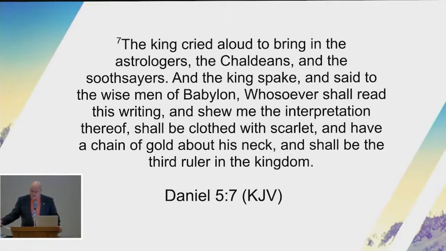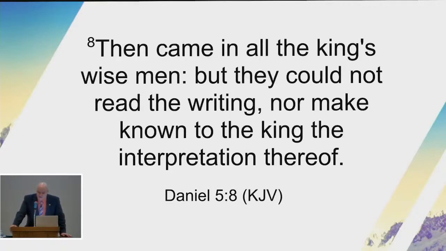And the king spoke, saying to the wise men of Babylon, whoever reads this writing and tells me its interpretation shall be clothed with purple and have a chain of gold around his neck, and he shall be the third ruler in the kingdom. Now all the king's wise men came, but they could not read the writing or make known to the king its interpretation.